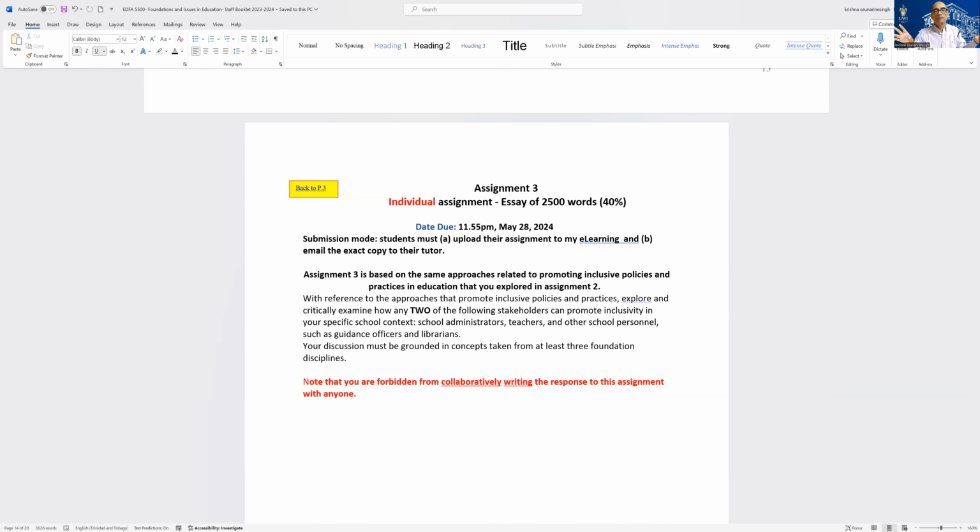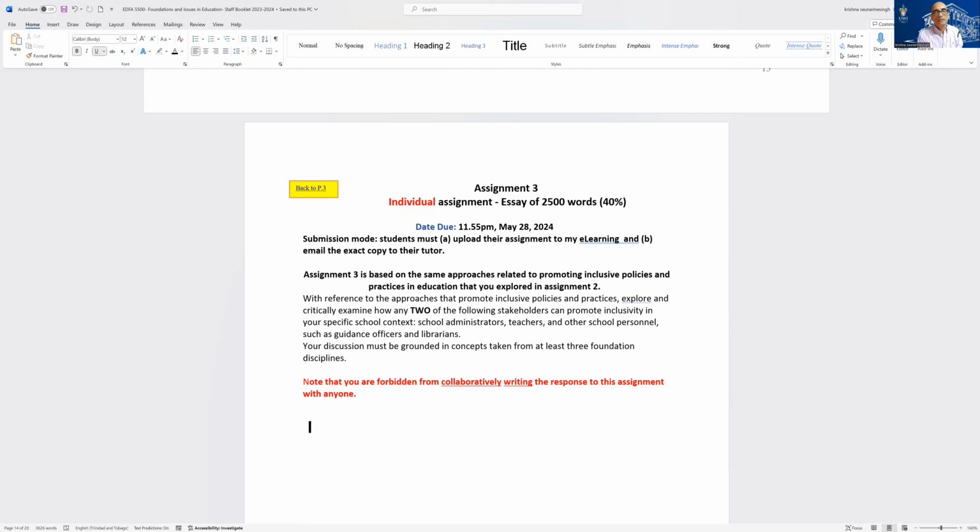And I am going to tell you how my school administrators, like my VP and my principal, and my colleagues, the teacher colleagues, how these 2 sets of stakeholders can promote inclusion by using approach A and approach B, right? So let me just repeat that because I'm not sure I got it clearly. So the same 2 approaches you proposed in assignment 2. Tell me now how any 2 stakeholders can use those to promote inclusivity in your school context.